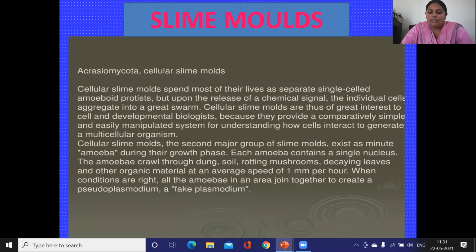This plasmodium later differentiates when the conditions are not favorable, and forms fruiting bodies. These fruiting bodies bear spores at their tips, and later on when the wind blows, these spores are dispersed and they again form the body of the slime mold. So in this way, the slime molds lead their life cycle.